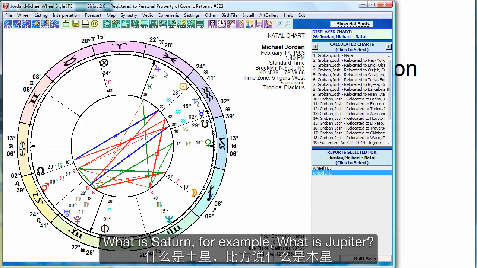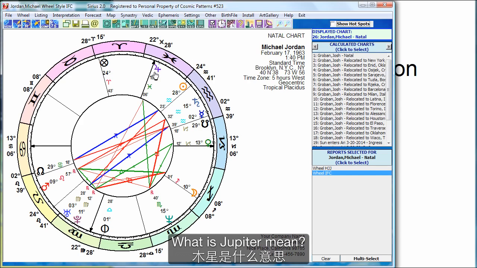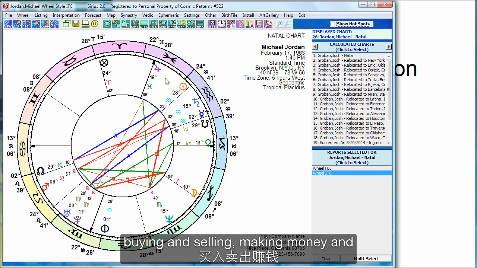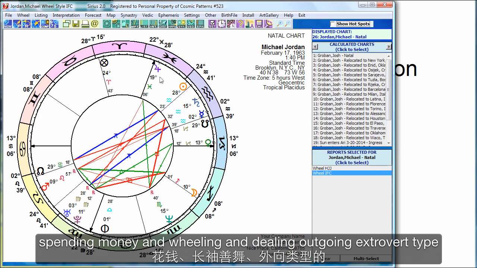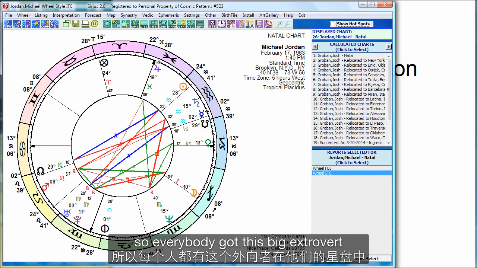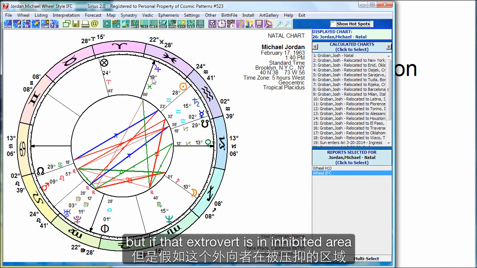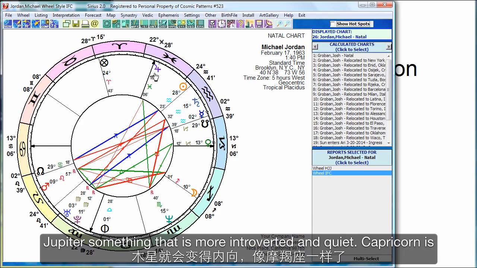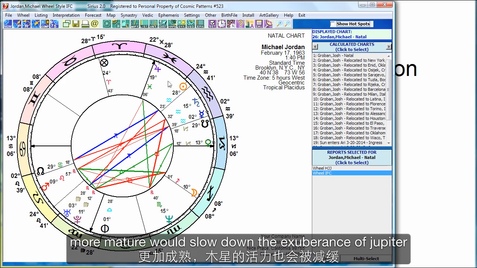What is Saturn? For example, what's Jupiter? What does Jupiter mean? Jupiter is this big wheeling and dealing guy, an entrepreneur who travels around the world, buying and selling and making money and spending money, an outgoing, extroverted type. So everybody's got this big extrovert. But if that big extrovert is in an inhibited area, what would inhibit Jupiter? Something that's more introverted and quiet. Capricorn is more mature. It would slow down the exuberance of Jupiter.